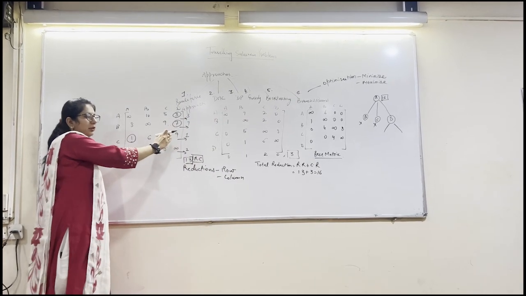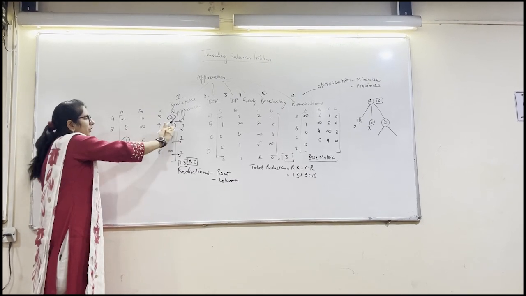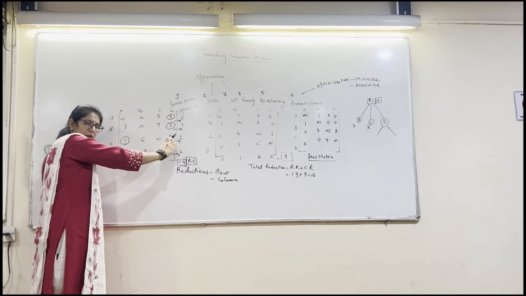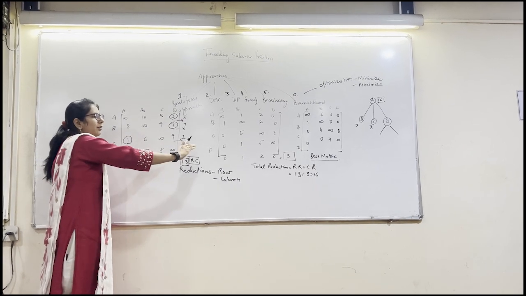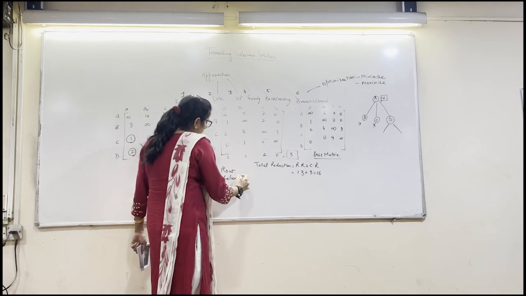In a similar manner, we reduce the rest. We subtract 7 from the second row, 1 from the third row, and 2 from the last row. If we do this, we will get this matrix. Then after that we will do the column reduction.